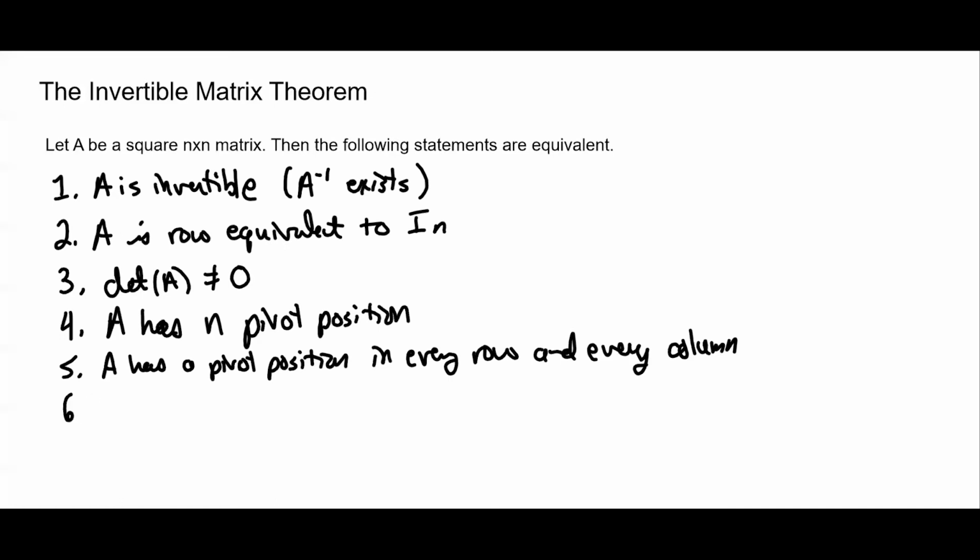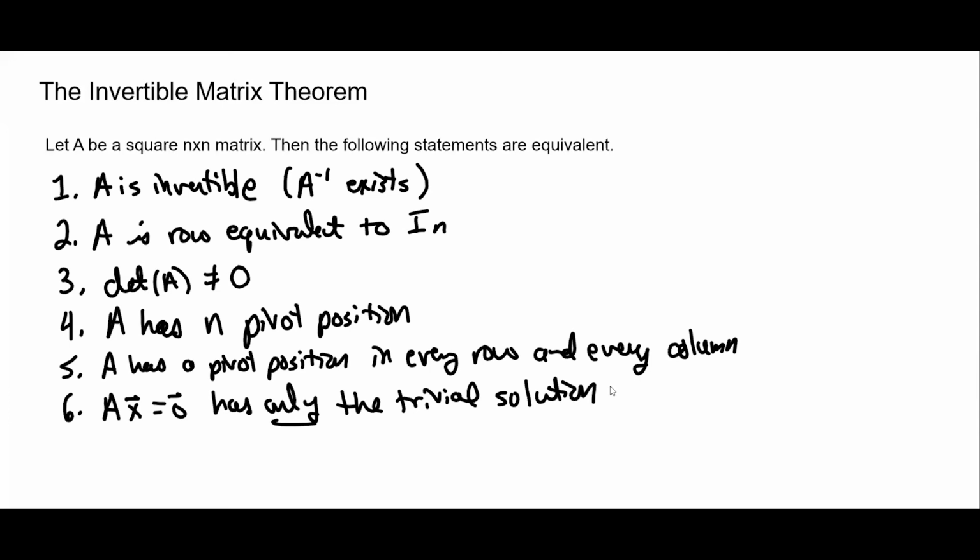Okay, well that means that the homogeneous system, if I set up the system AX equals 0 and I augment with 0, then if A reduces to the identity and I've got a pivot in every row and column, then that means this has only the trivial solution, right? We can't get free variables. This has only the trivial solution.